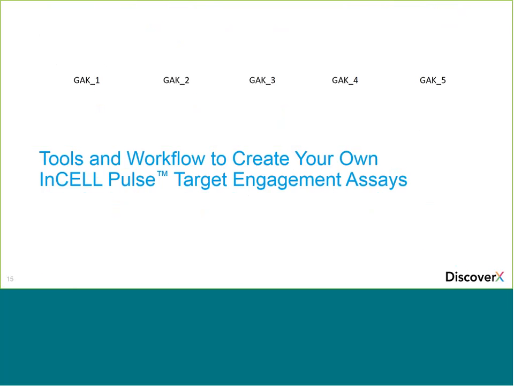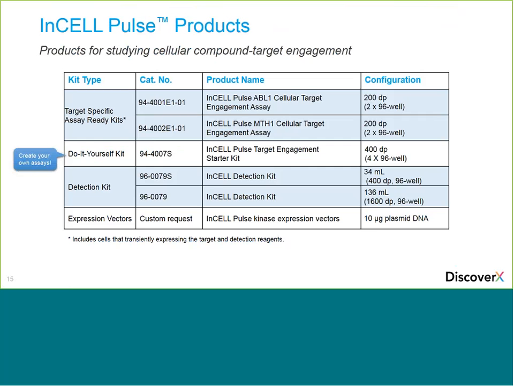So how do you access InCELL Pulse technology? I'm going to go through some of the products we offer and some different options for accessing the technology. The various different types of products we have are listed in this table. We do have a couple of target-specific assay-ready kits. These include frozen transfected cells that you plate the day before the experiment and you run the experiment the next day, right out of the box. So we have assays for ABL and then for the MTH1 hydrolase.